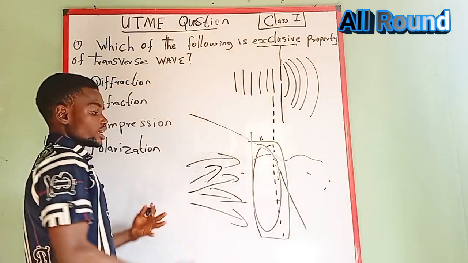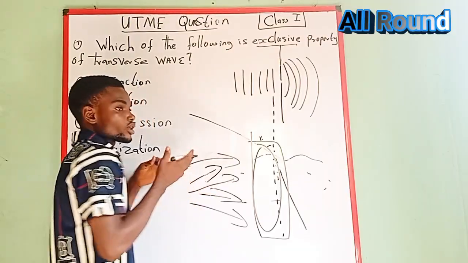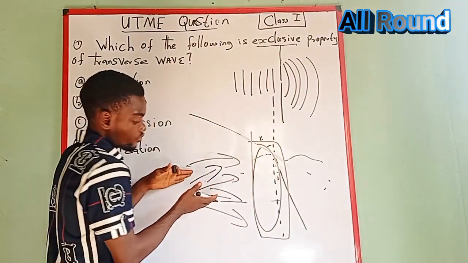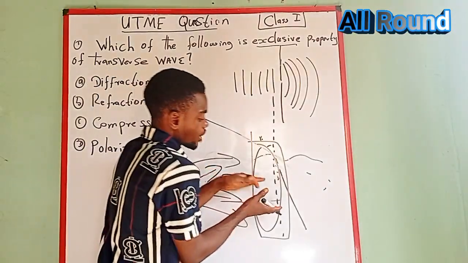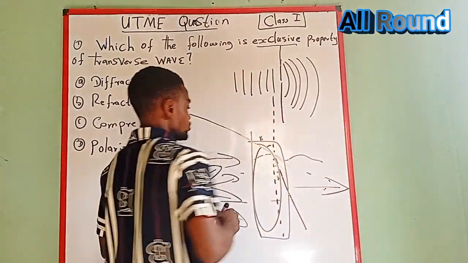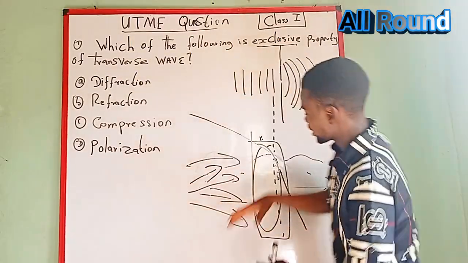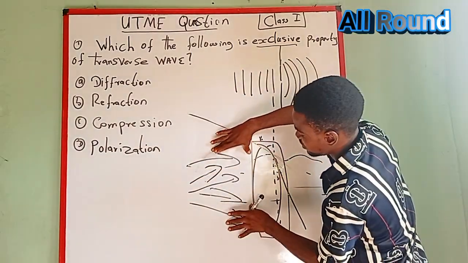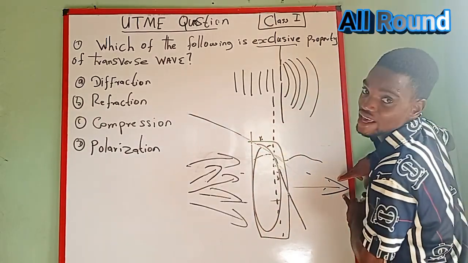Once I put this polarizer, the different parts of the wave, if they pass through this polarizer, are going to occur in a straight line. So this process is what we call polarization, whereby the material which polarizes this light is what we call the polarizer, and here it is the polarized light.